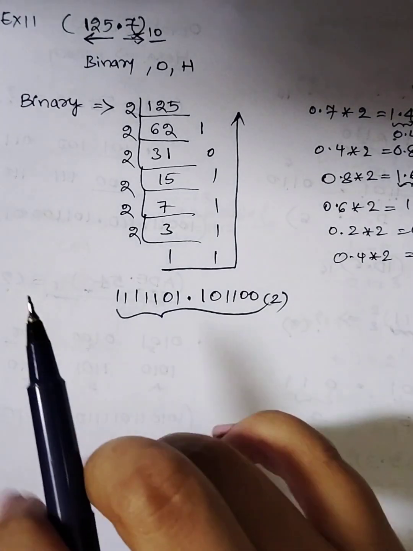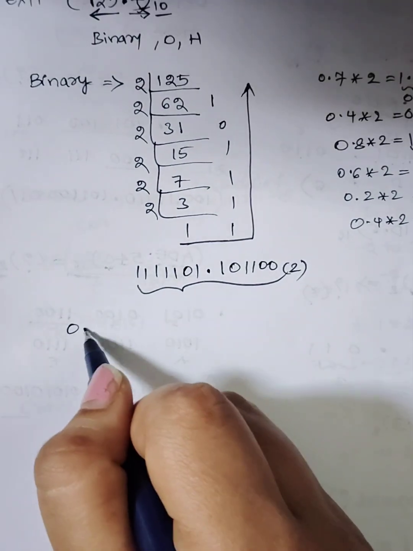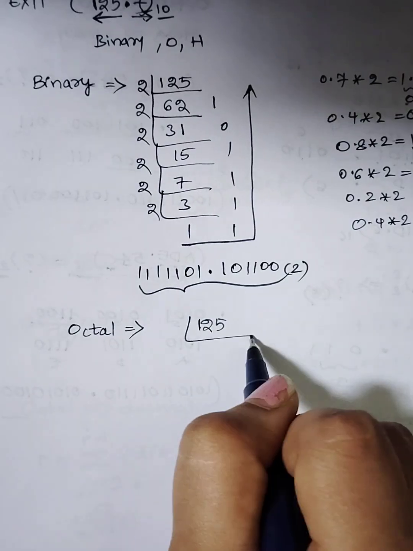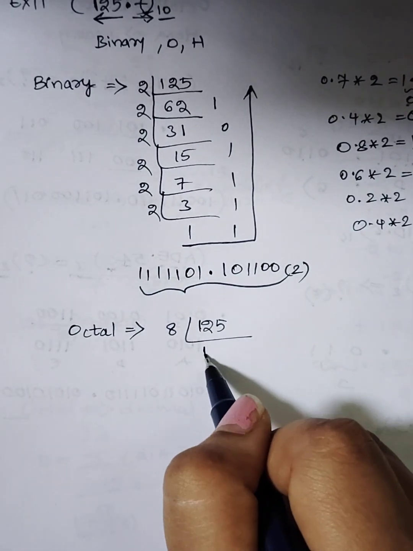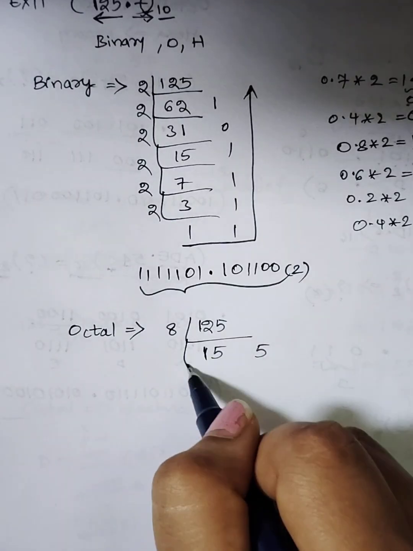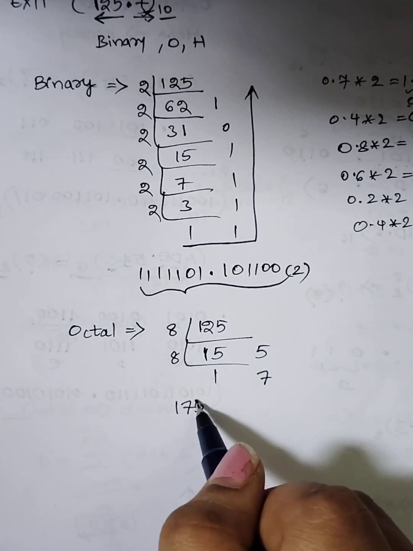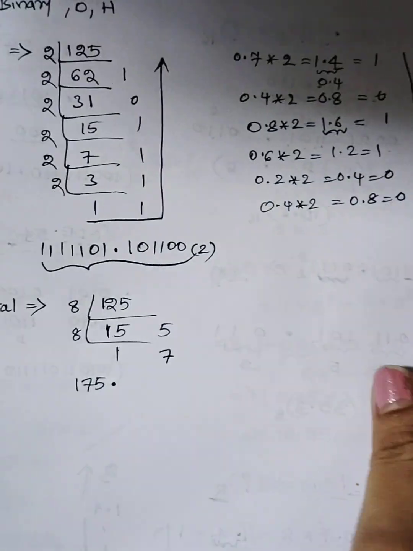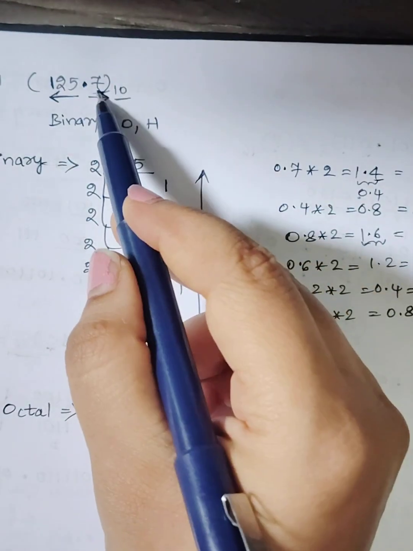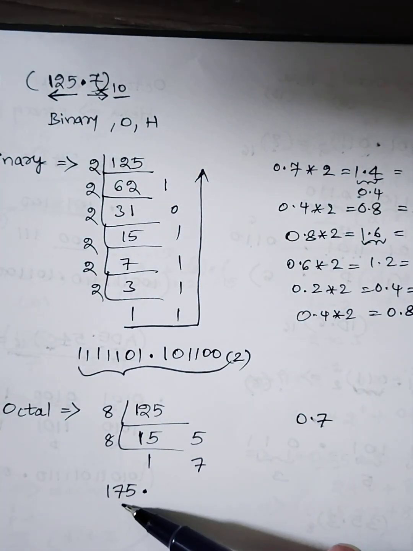And let's also see octal and hexa. For octal, you need to divide by 8: 1, 5, and remainder is 5. Again if you divide, remainder will be 7. It will be 175 point. And this 0.7 is there, right? If you convert this 125 decimal value to octal, it will be 175.